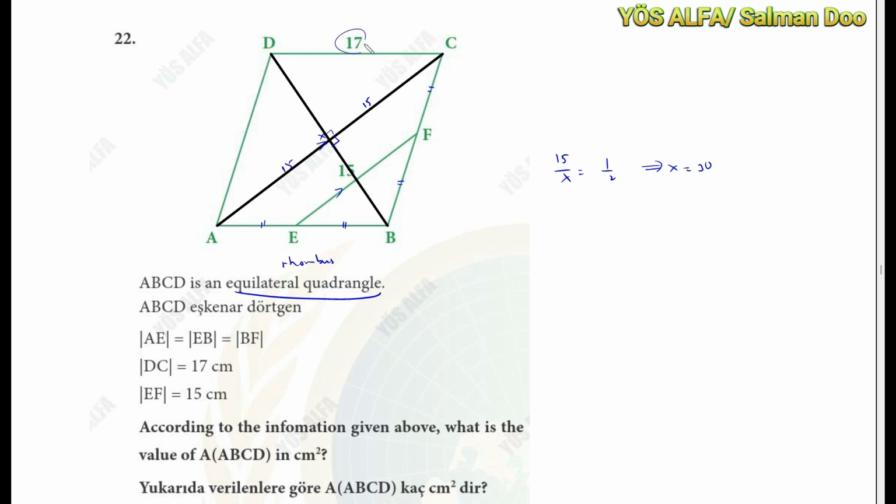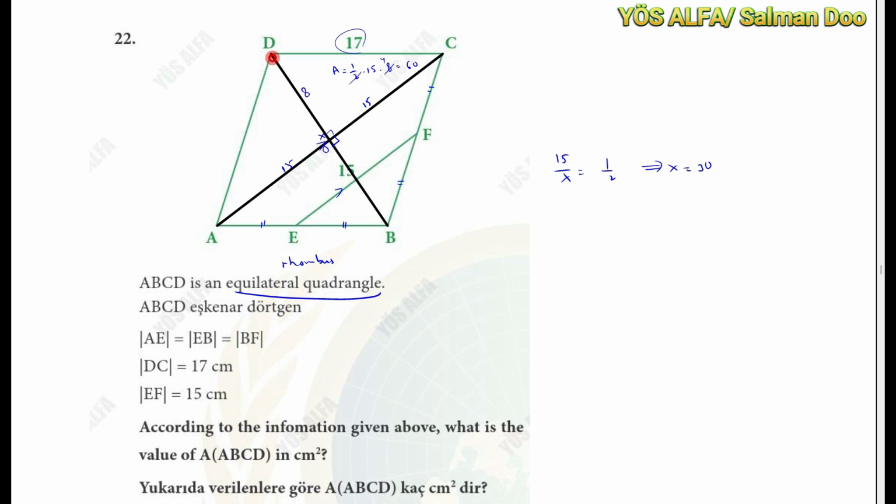Since this is a right triangle DOC, let's say this is O. From Pythagoras theorem, we can see that this length is 8. So the area of triangle DOC is going to be half, let's say the base is 15, the height is 8. So this area is 60.